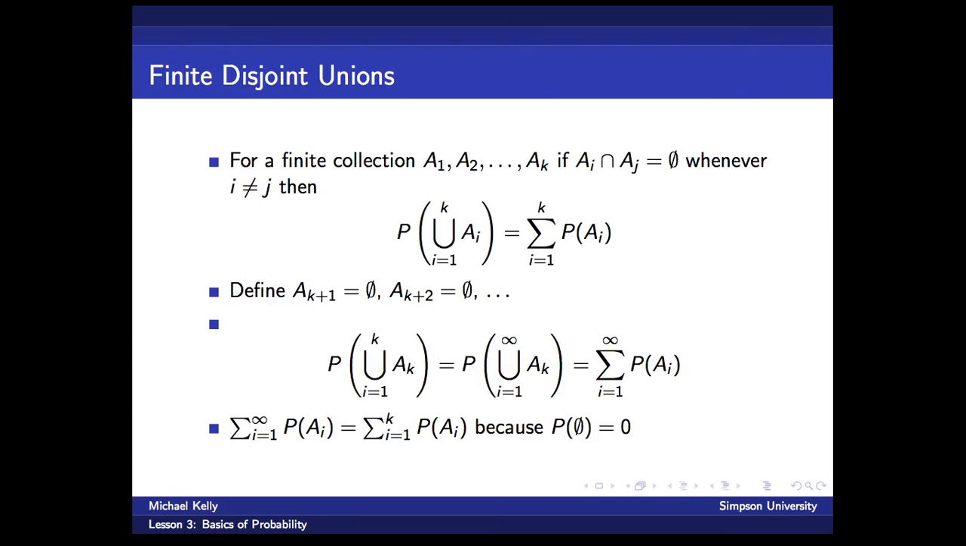But the sum from 1 to infinity of the probabilities of the AI is the sum from 1 to K of the probabilities of the AI, because K plus 1, K plus 2, and so on, those are all the empty sets, so the probability of the empty set is 0, and you're just adding 0. So therefore the probability of the union from 1 to K of AK is the sum from 1 to K of the probability of the events, AI.